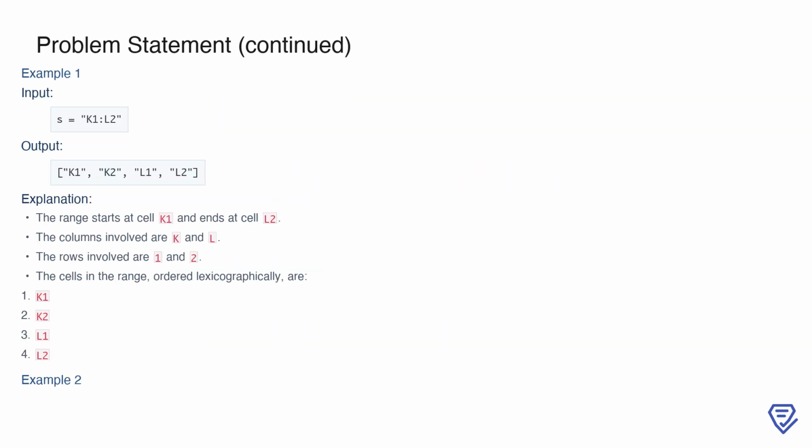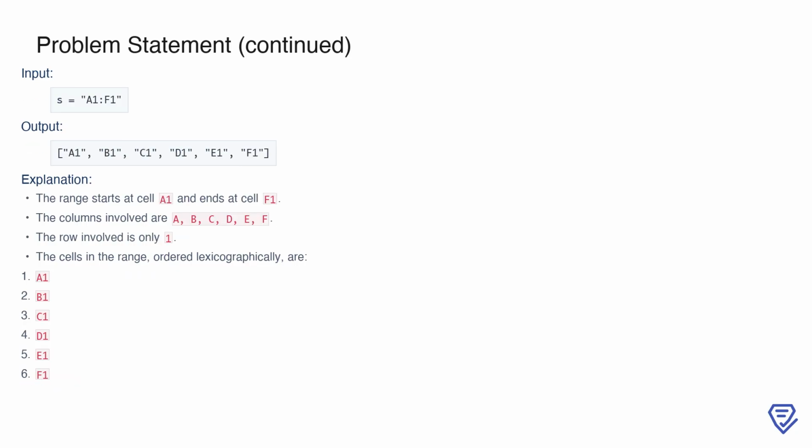Let's take a look at the first example. Here, the input string is S equals K1:L2. The range begins at cell K1 and ends at cell L2. This means the columns involved are K and L, and the rows involved are 1 and 2. To determine the output, we need to generate all combinations of these columns and rows, starting with column K and listing its rows 1 and 2, followed by the rows for column L. When we organize these cells lexicographically, the result is the list K1, K2, L1, L2. This illustrates how the range is expanded and ordered.